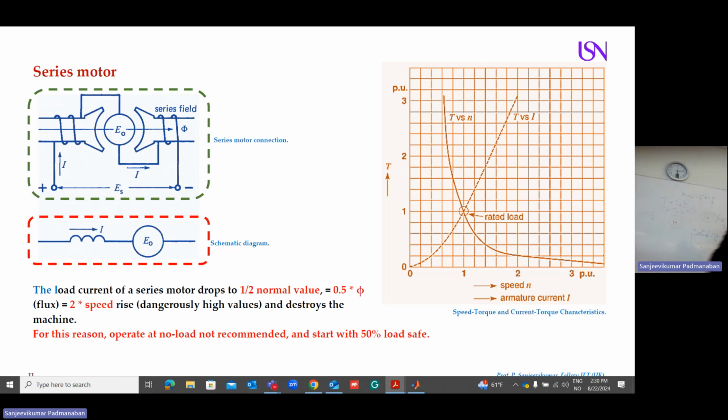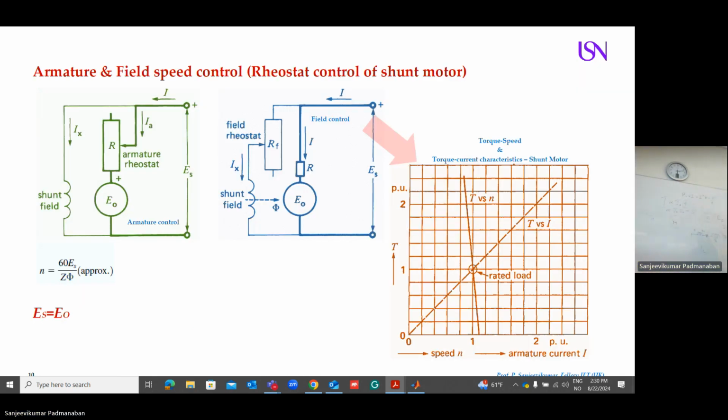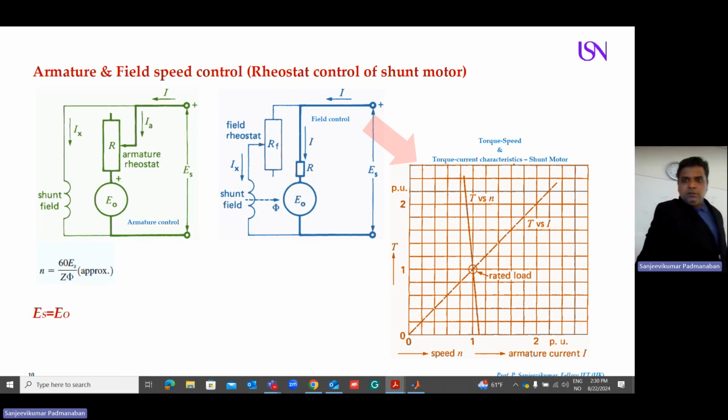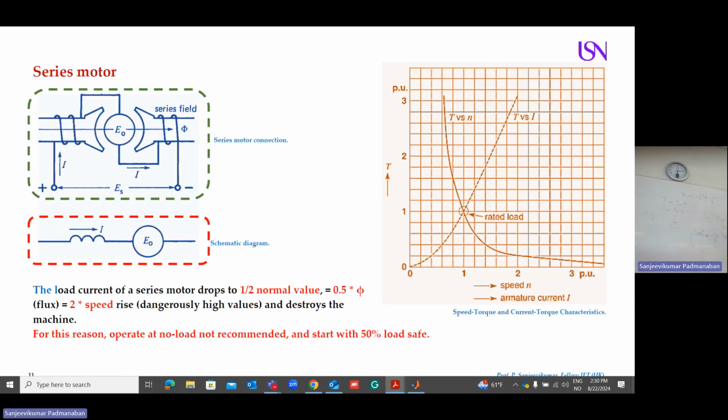Look at the characteristic of your shunt machine. You are getting more than 200% torque if the current is 200%. Whereas in the series motor, your current is very limited to, I say, 150%. You reach 300%. That's why for high speed, high torque applications, you have to use a series motor.